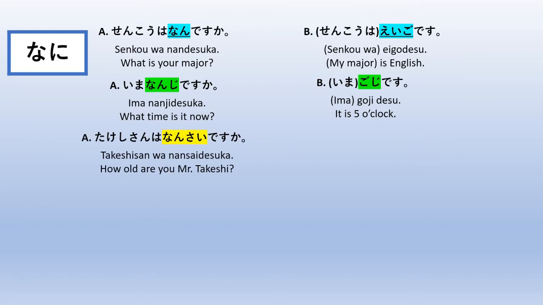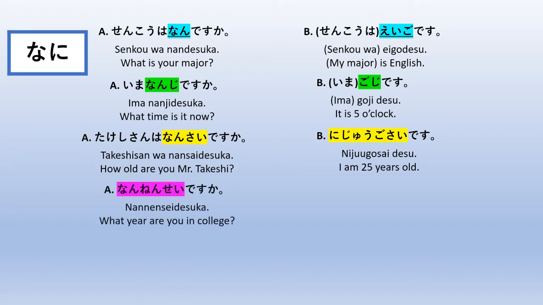Takeshi-san wa nansai desu ka? How old are you, Mr. Takeshi? 25 sai desu. I am 25 years old. Nannensei desu ka? What year are you in college? The answer is Ninensei desu. Second year or sophomore.